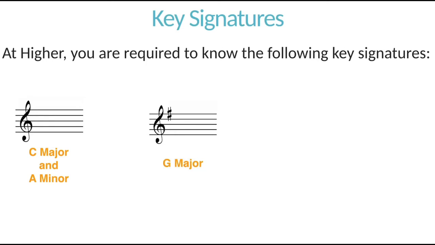If you see a key signature with one sharp, we're in the key of G major. If you see a key signature with one flat, we're in the key of F major. F for flat. And that's it. Those are the only key signatures you need to know about. So no sharps or flats in the key signature, could be either C major or A minor. One sharp, we're in the key of G. One flat, we're in the key of F.